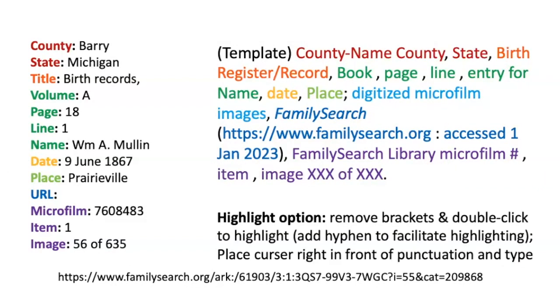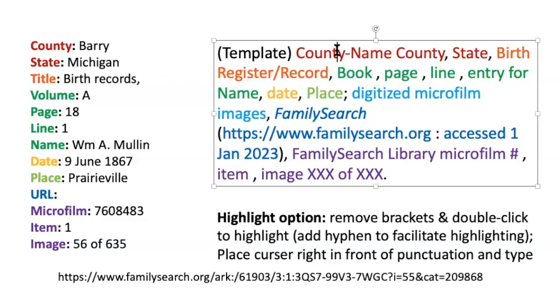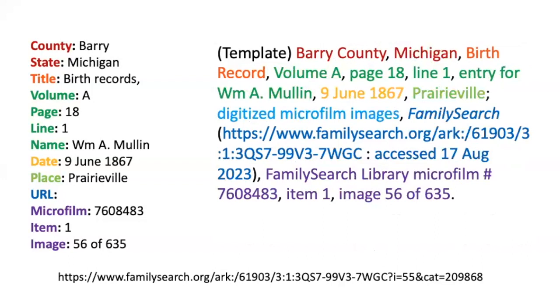I just wanted to cover another way you could build your citations, and this is a highlighting option, is to remove the brackets, and then you can double click to highlight. Again, this depends on where you are building your citation, whether you are in Word or Google or in a spreadsheet of some sort. But if you have it all one word, like you could do county-name or county name, and then when you click on that, it highlights the whole thing, and then you could type in Barry. So that's just another idea on how you can make it quick and easy to use templates. Here's what the template looks like with the ARC URL in there.